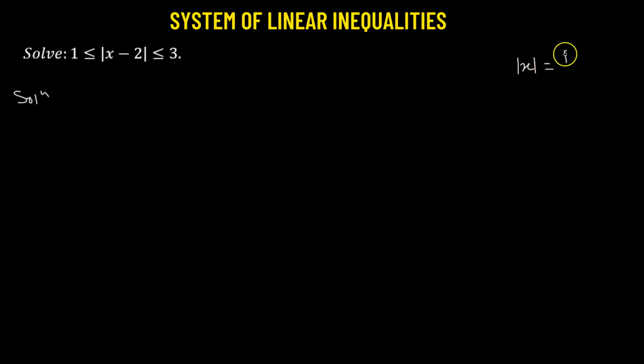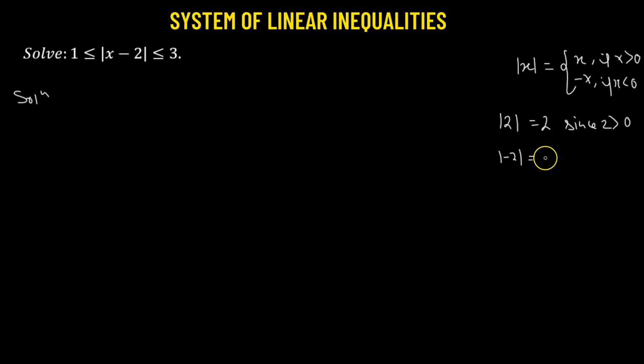The absolute value of x is defined as positive x if x is greater than 0, and it's going to be negative x if x is less than 0. Meaning, if we have the absolute value of 2, since 2 is a positive number, this is going to be equal to 2. Then if we have the absolute value of negative 2, this is going to be equal to the negative of negative 2, because here we have negative 2, which is less than 0, and it immediately follows that we have to take the negative of that particular value.